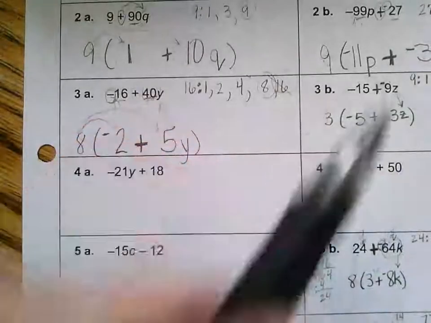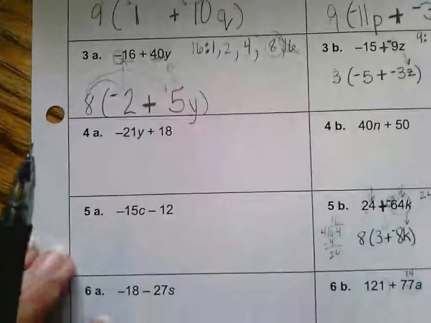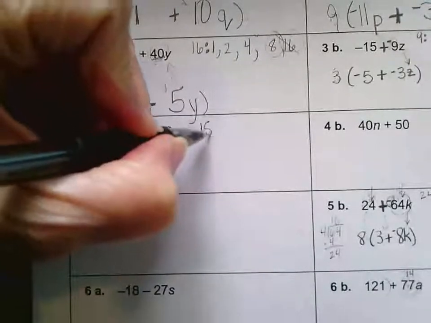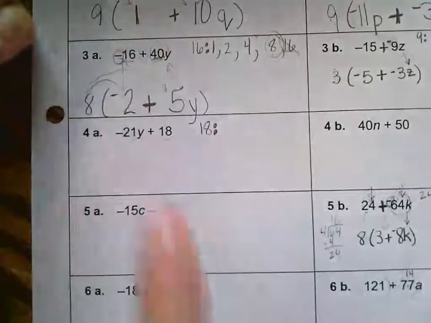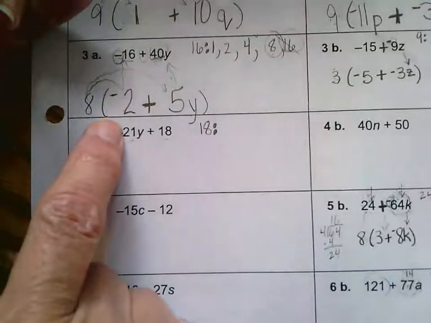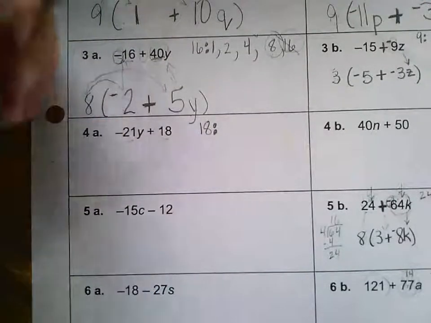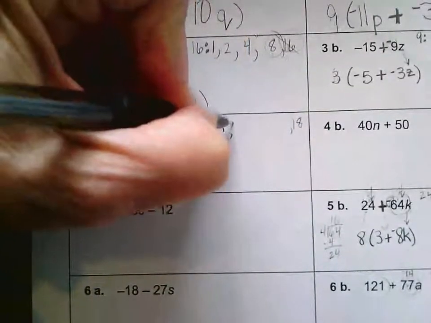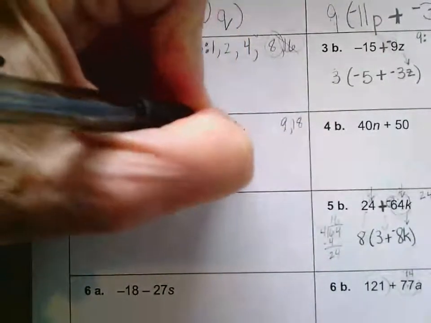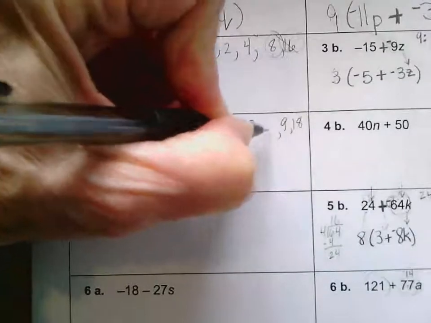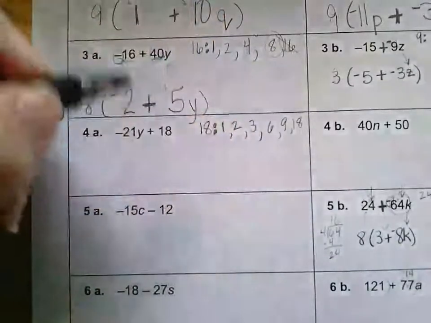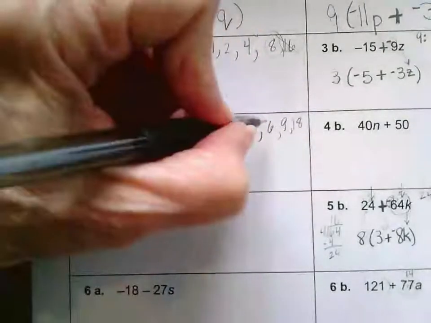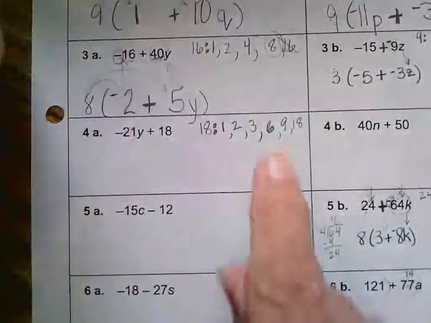I did this one on the other video, so I'm going to number 4. Which number is smaller? 18, because I'm ignoring that negative sign right now. So 1 times 18 is 18, 2 times 9 is 18, 3 times 6 is 18, 4 does not work, 5 does not work, and there I've bumped up to my 6 again.